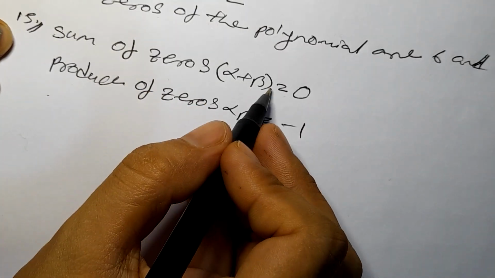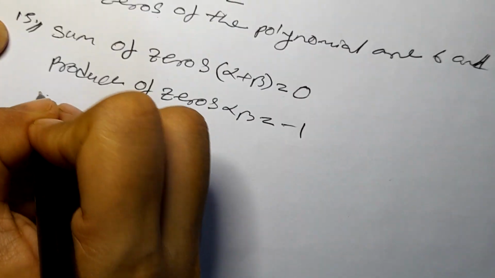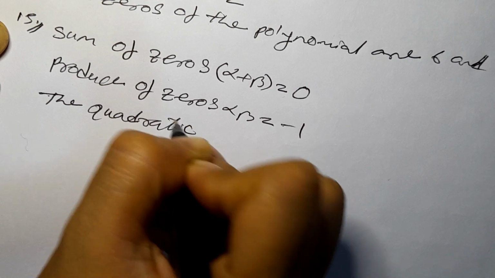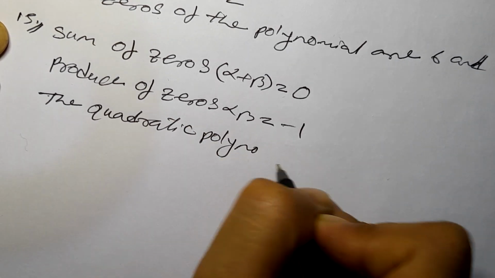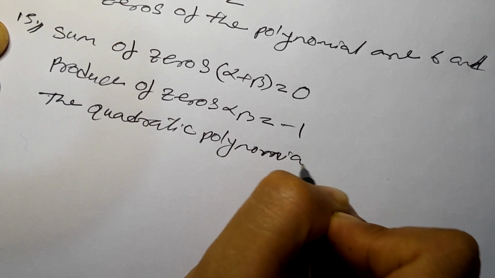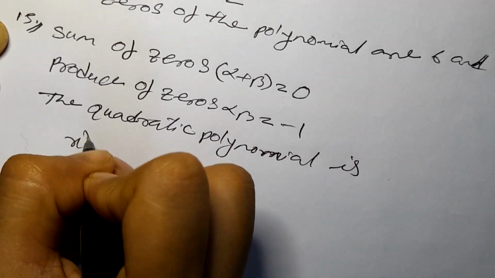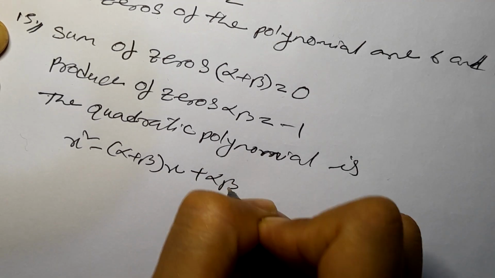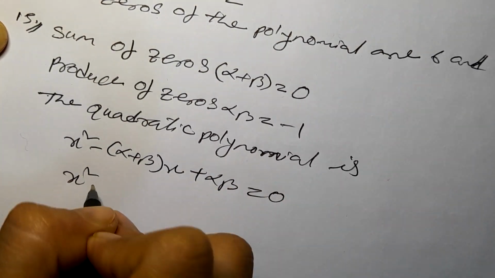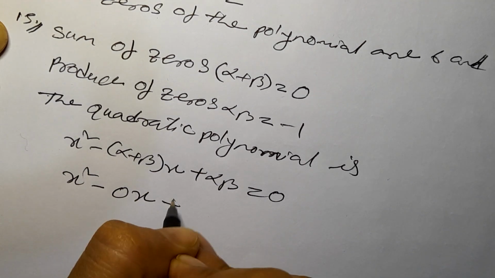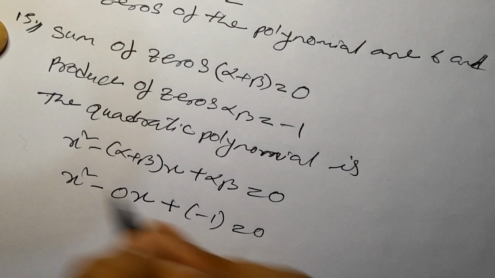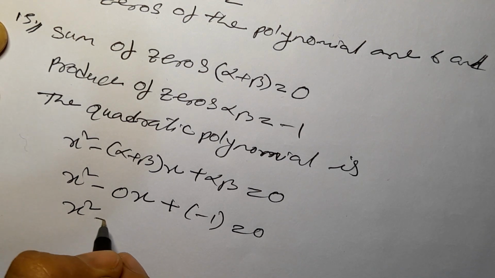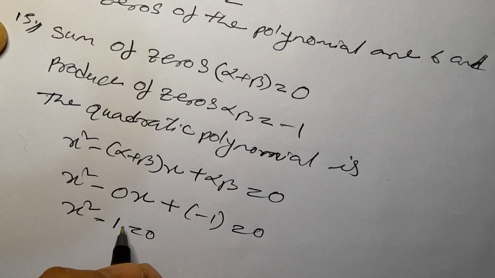Now whenever sum is given and product is given, we can find a quadratic polynomial. The quadratic polynomial is x square minus alpha plus beta x plus alpha beta equal to 0. Now x square minus sum of zeros 0, x, plus product of zeros minus 1 equal to 0. So if you multiply x by 0, it will become 0, no need to write anything, so it will be x square minus 1. This is the quadratic polynomial.